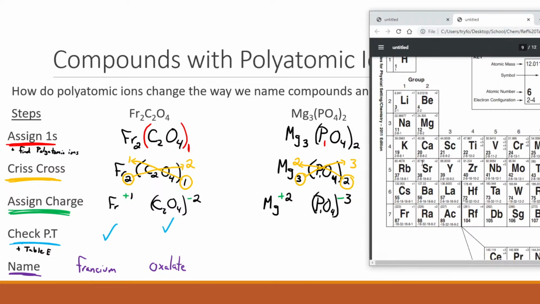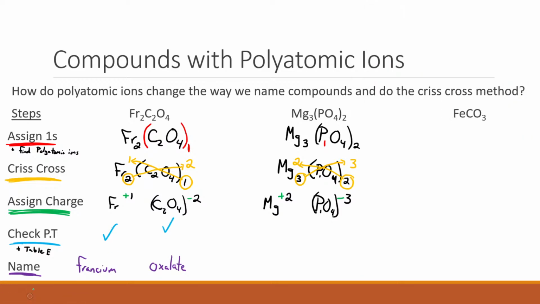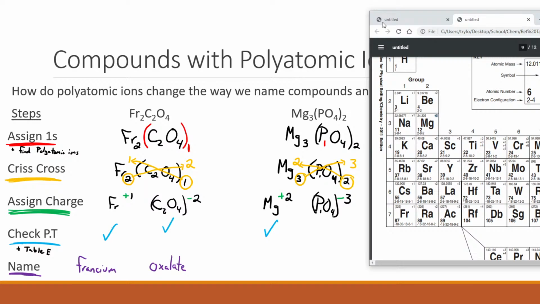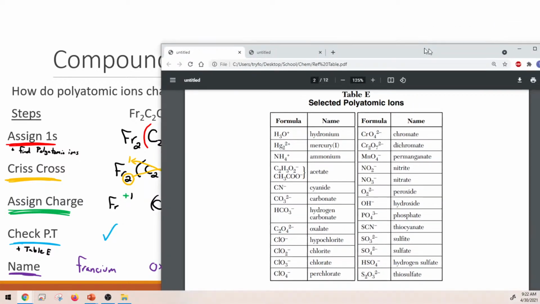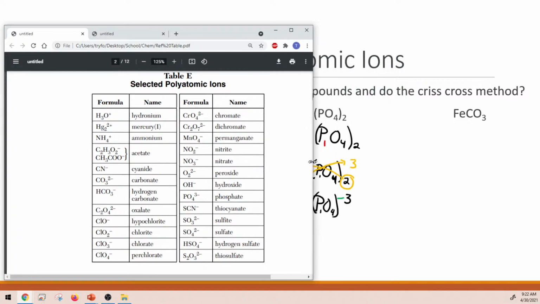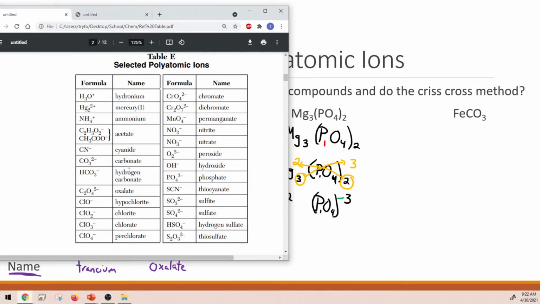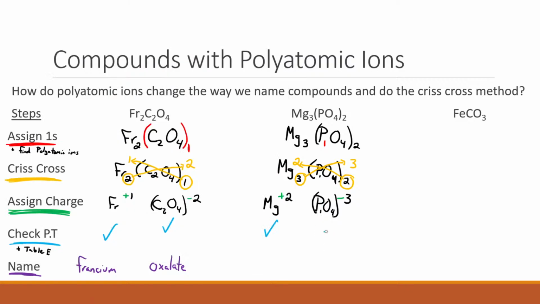Let's look at magnesium first. Does magnesium have a +2? Yes, it does. So magnesium gets a check. Then we know PO4, phosphate, is a polyatomic ion. And so we are going to find it on the table. If I can move it to the right screen, there we go. We're going to find PO4 and take a look. Here's PO4. It does have a -3 charge, so that also gets a check.